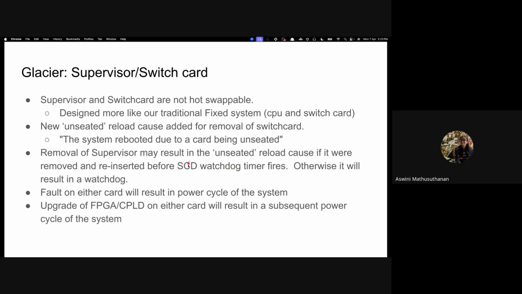But there is some watchdog timer, before expiry of which the supervisor card gets reseated. Then that also might show the same reason. Otherwise, if the watchdog timer restarts or expires before that, it will show as a normal watchdog reload. And any upgrades on these two cards, like FPGA or CPLD upgrades, are going to power cycle the system.